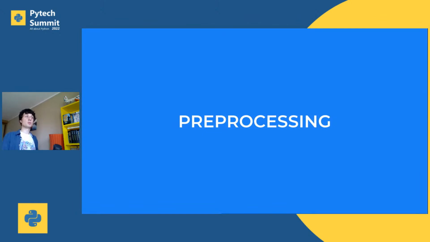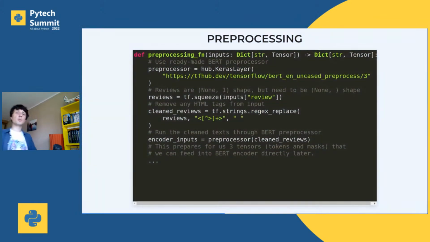We are starting with pre-processing, and this is how a pre-processing callback looks in TFX. It has a very simple interface. You get a dictionary of tensors and you need to return a dictionary of tensors. And you can use any kind of TensorFlow operations in here, or TensorFlow Transform operations. What we want to do is first remove the HTML entities from our input. We use regular expressions to do this.